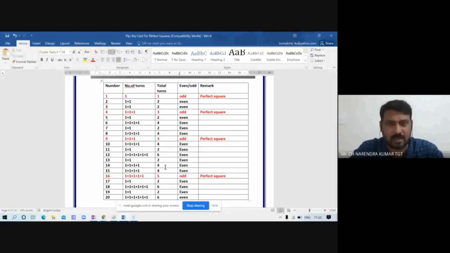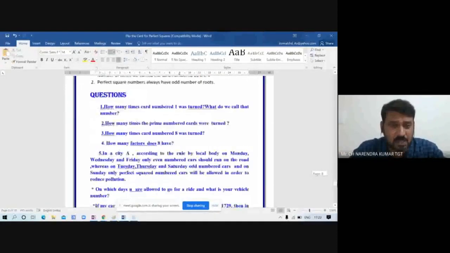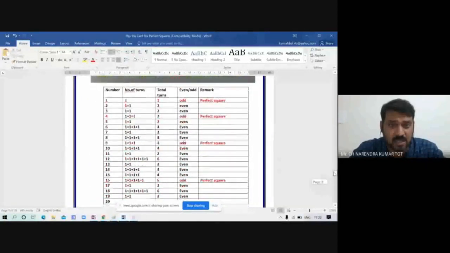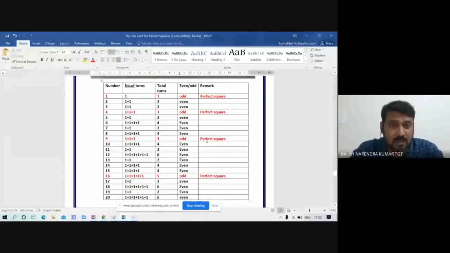And one more thing, here we placed some questions also, ma'am. How many times was card number 1 turned? What do we call that number? If you see this table, among all the numbers, only one got only one turn. So there is something special: it is neither a composite nor a prime number.